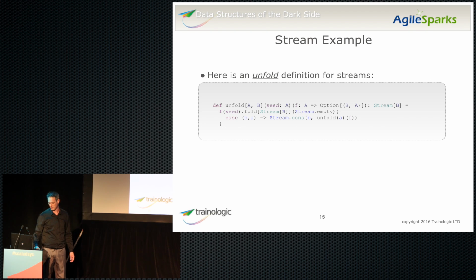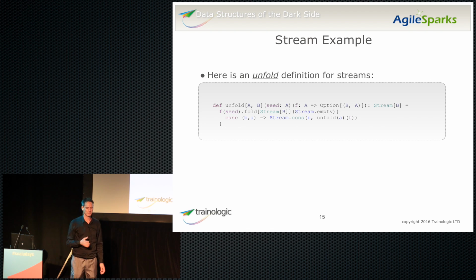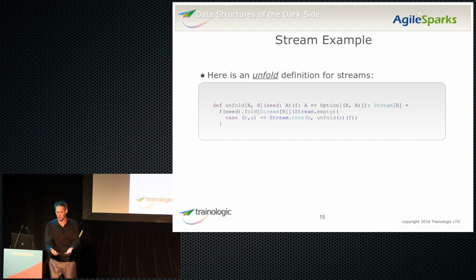So I'm starting with an element, the seed element, and I need to provide a function that from the element will return an option. Why an option? Because we need to stop when we are generating a stream. It may be infinite, but we want to be able to express also finite streams.